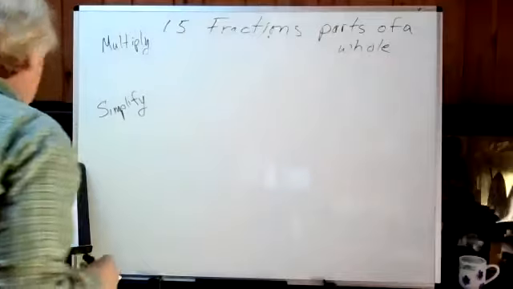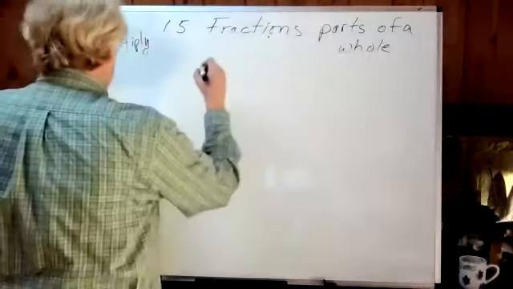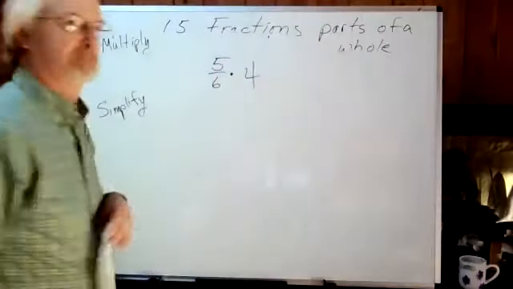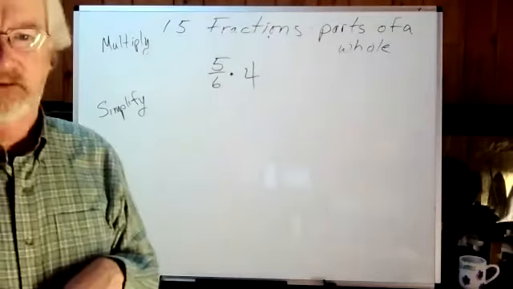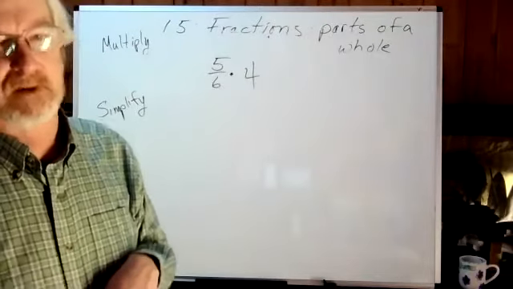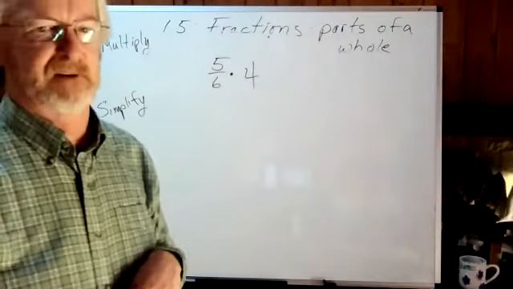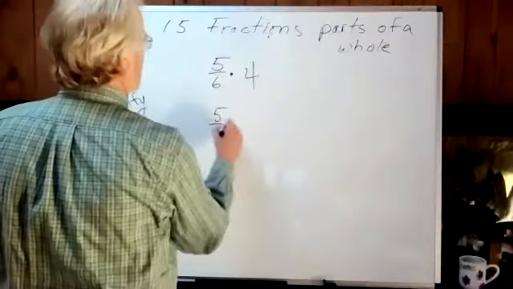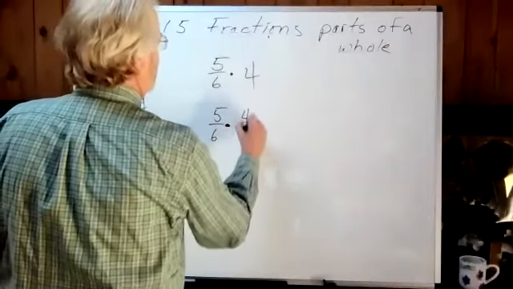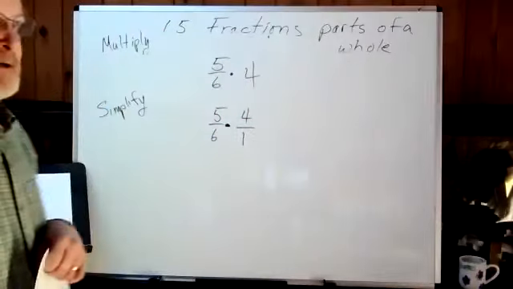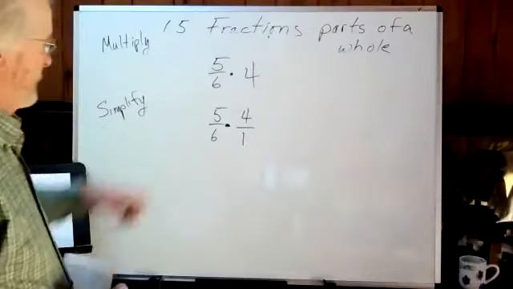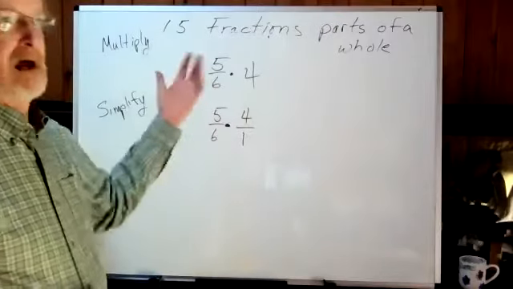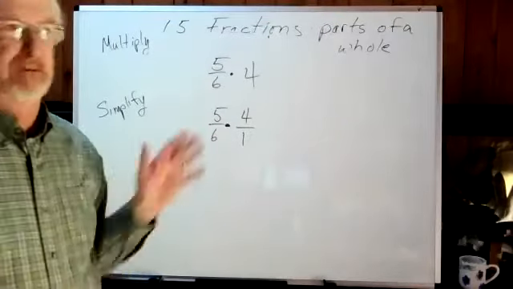All right. A couple of unusual ones, perhaps. Let's say 5/6 times 4. How are we going to do that? Turn the 4 into a fraction. What's the fraction version of 4? 4 over 1. Yep. Whether you write it out or just think of it in your head, 4 is the same as 4 divided by 1. So now it looks like two fractions multiplied together. You're ready to do the multiply.